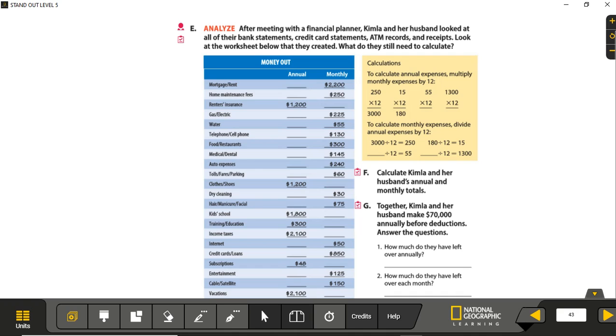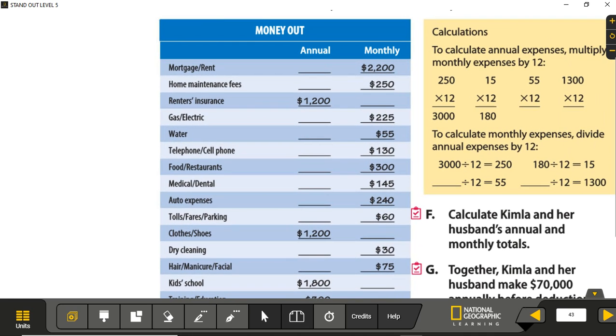So mortgage and rent, they pay $2,200 monthly. Make this bigger. There we go. Home maintenance fees, $250 a month. Renters insurance, they pay $1,200 a year. Electric, $225 a month. Water, $55 a month. Telephone, $130 a month. Food and restaurants, $300 a month. Medical, dental, $145 a month.